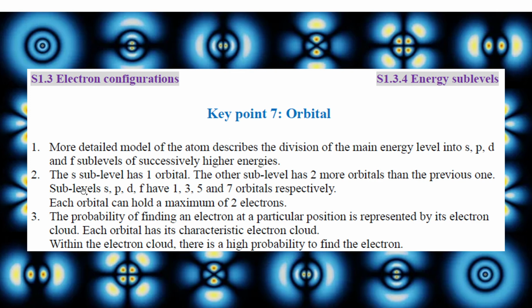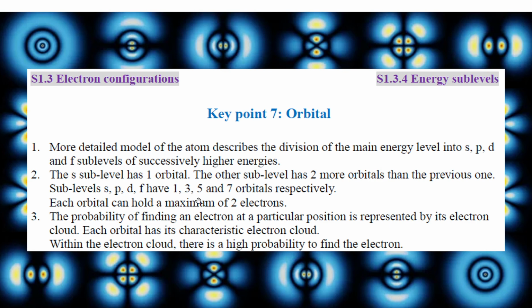An s sublevel has only one orbital, and a p sublevel has 3 orbitals. Easy to remember: d is 5, f is 7, all odd numbers. Each orbital can hold a maximum of 2 electrons, because of the Pauli exclusion principle: spin up and spin down. So the p sublevel has 3 orbitals.